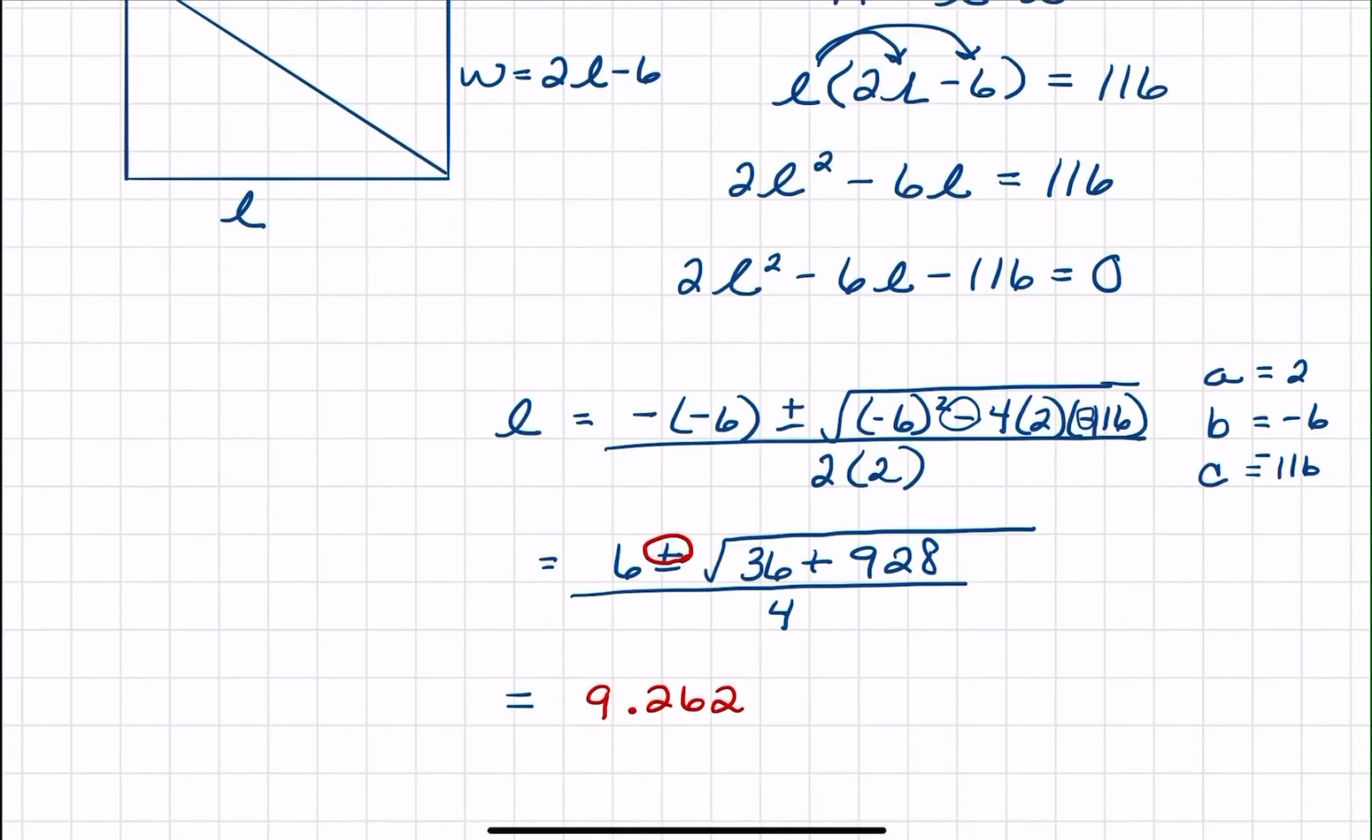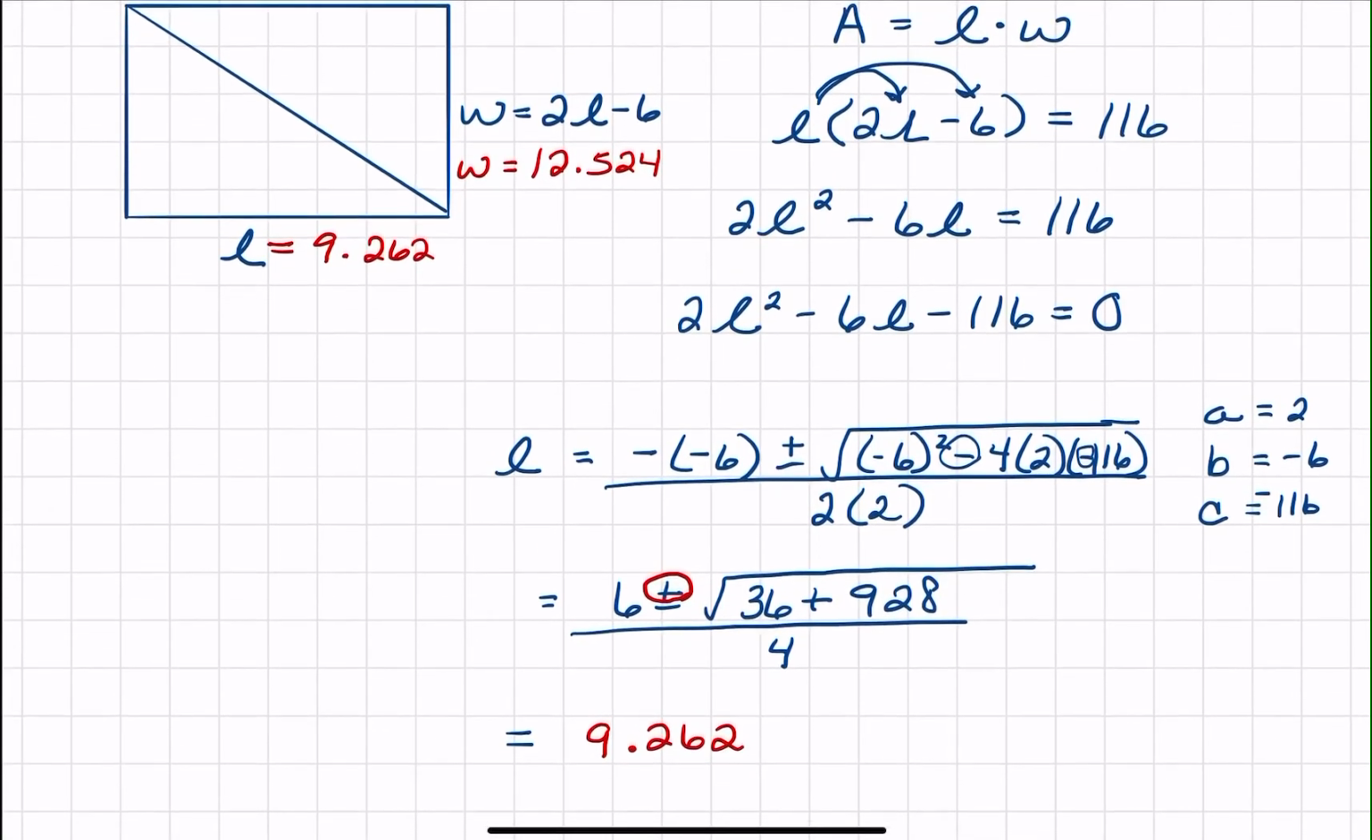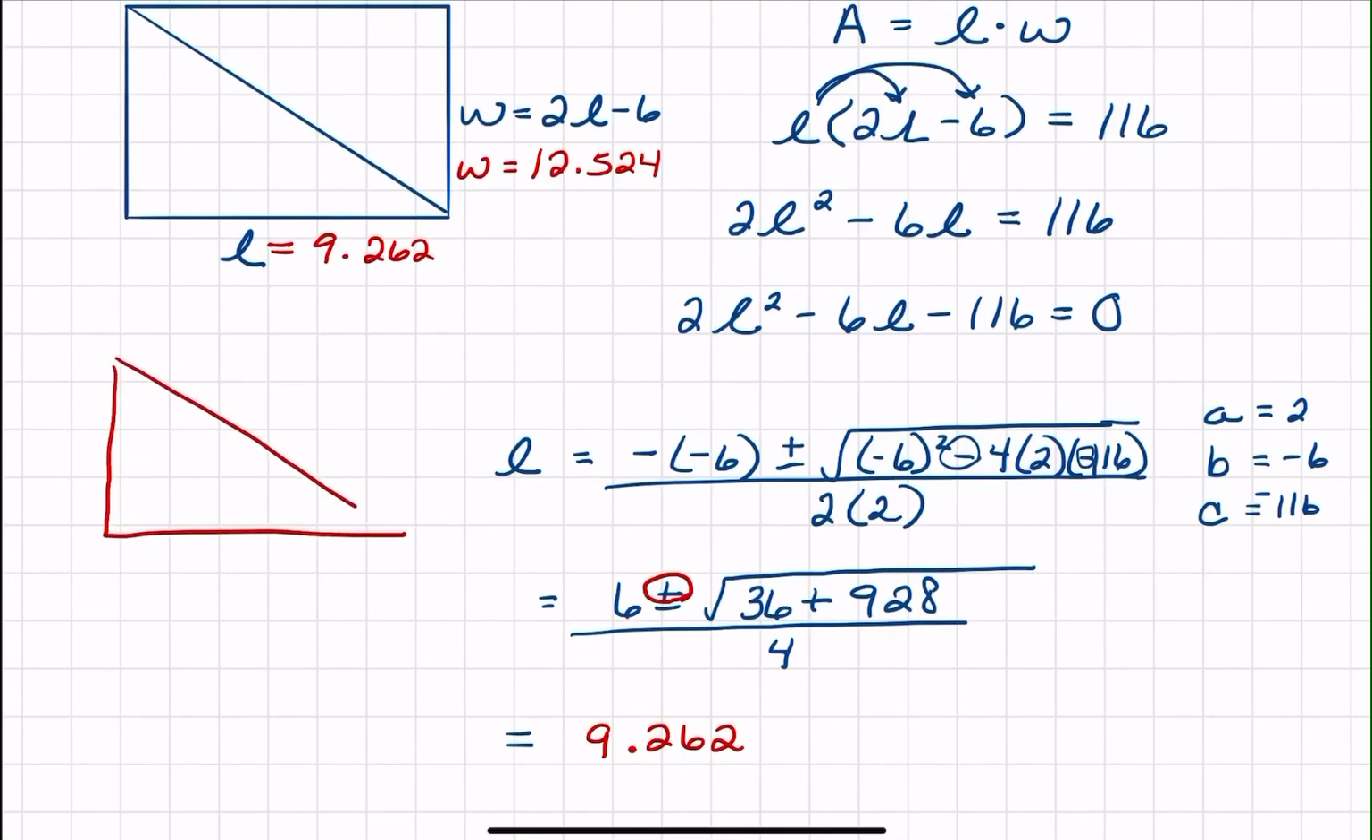So that means my length is 9.262, and when I plug that in to get my width, I'm going to have that times 2 minus 6. So my width will be approximately 12.524. So my rectangle's not to scale because my width would be wider, but that doesn't matter here. So now that I have the length and the width, I can use that to find the diagonal.